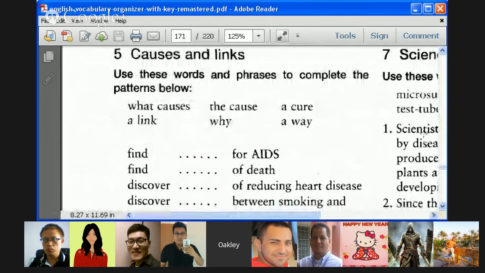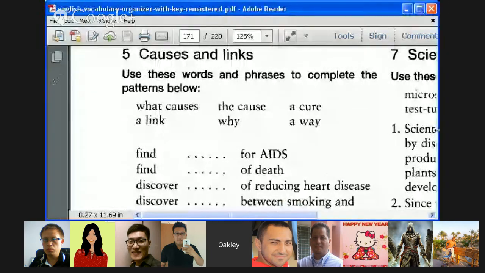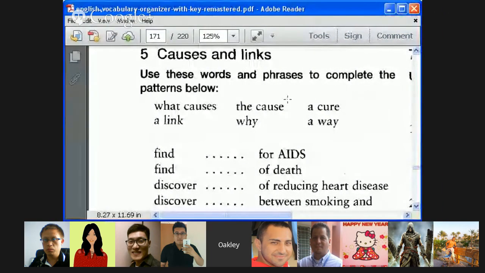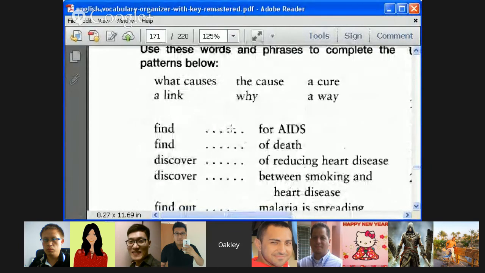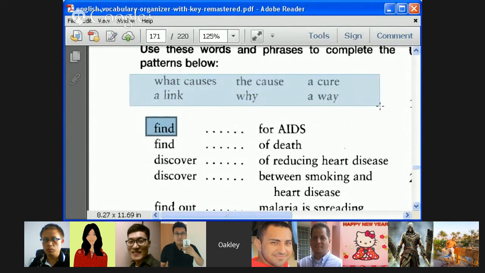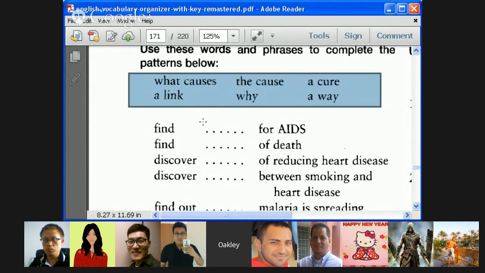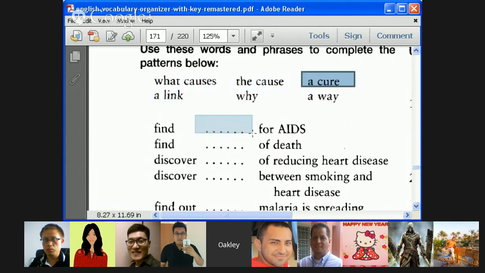Okay, we're going to attempt, all right, use the words and phrases to complete the patterns below. Okay. Find what, Javier, using these phrases. Javier, are you there? Okay. Find a cure for AIDS. Find a cure for AIDS. All right. Science hopes to find a cure for something.